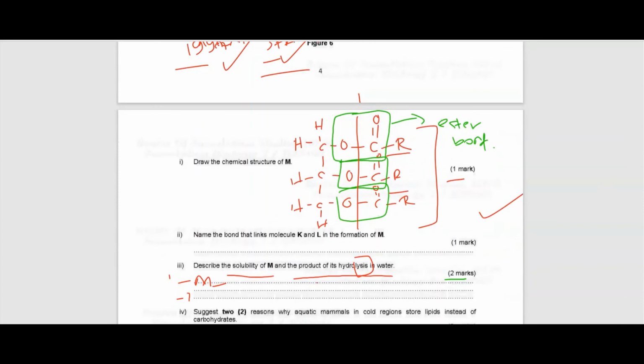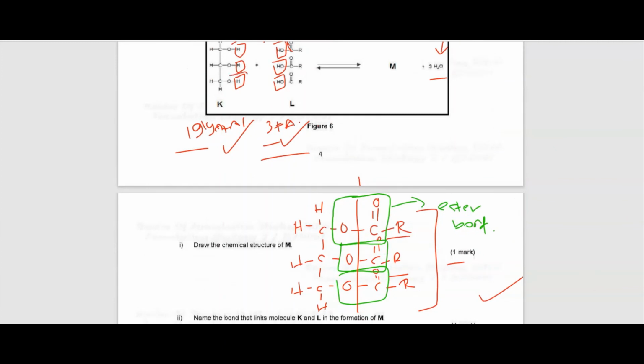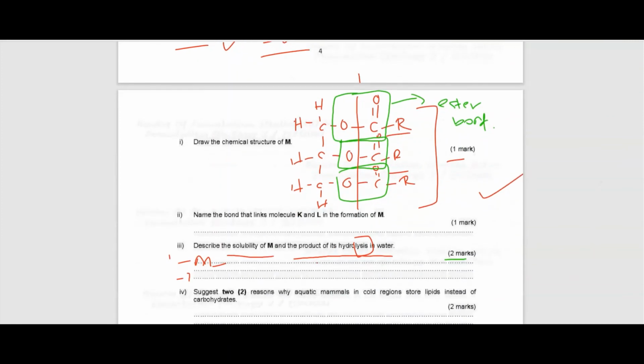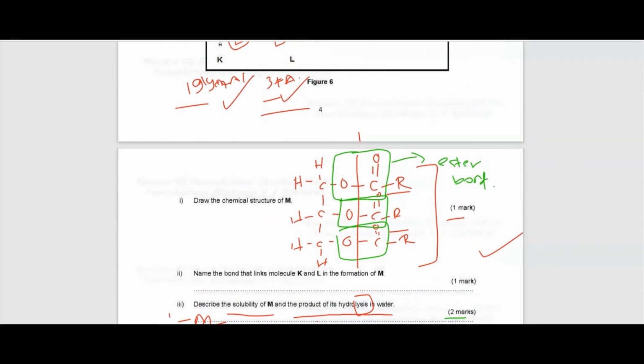So for example, if you were to give the solubility of the glycerol, obviously glycerol is an alcohol because it has the hydroxyl group here. 3 groups of hydroxyl group cause the glycerol to be soluble in water, because it is polar. It is soluble in water because the molecule is polar. So that is 1 mark, and you get your 2 marks there. Or you can describe the solubility of the fatty acid, the component of the triglyceride.